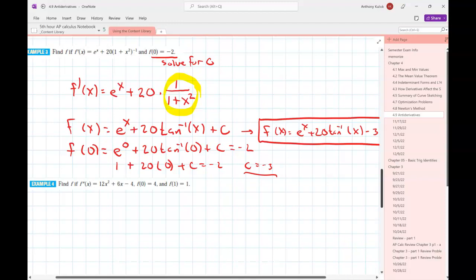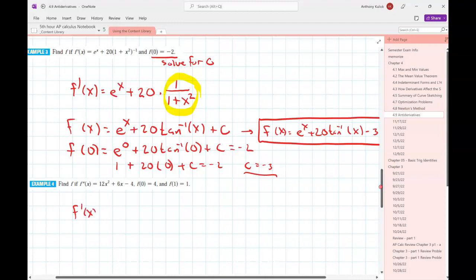All right. Find f if the second derivative of f is 12x squared plus 6x minus 4, and f of 0 is 4, and f of 1 is 1.